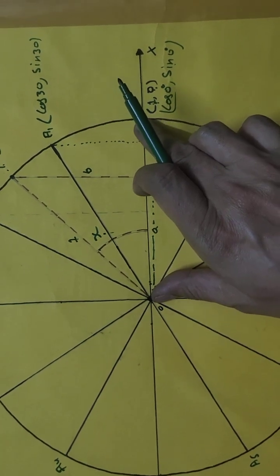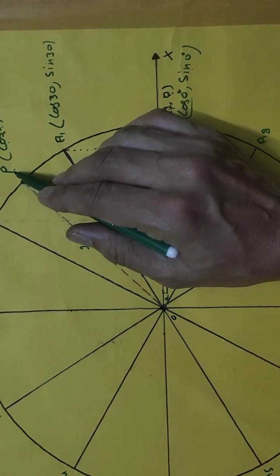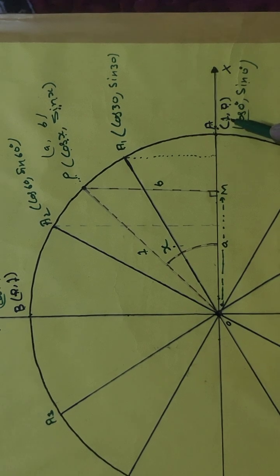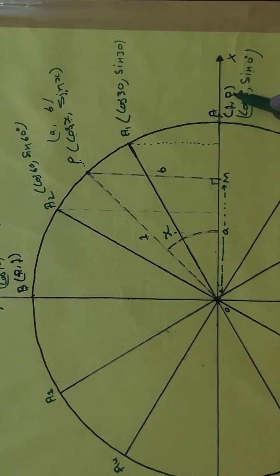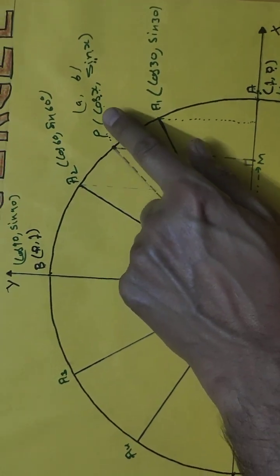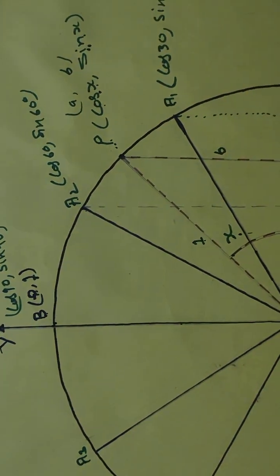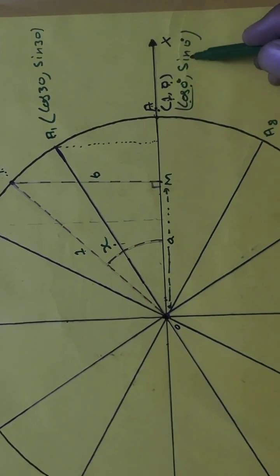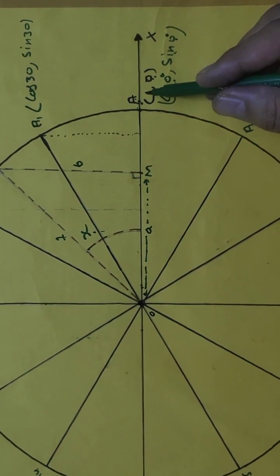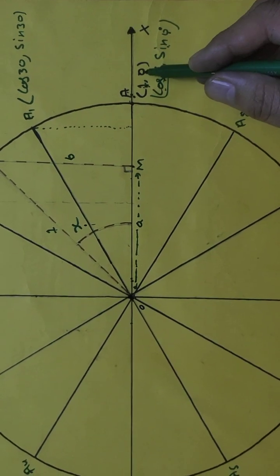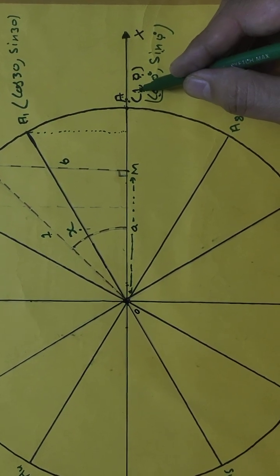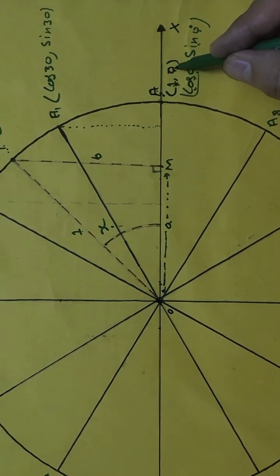Now see, if this point P coincides with the point A, you can see coordinates are 1 comma 0, but according to this situation, coordinates should be in the form of cos 0 and sine 0 because there is no rotation. So cos 0 is 1 and sine 0 is 0. So in this way the value of cos 0 is clear to you, 1, and sine 0 is 0.